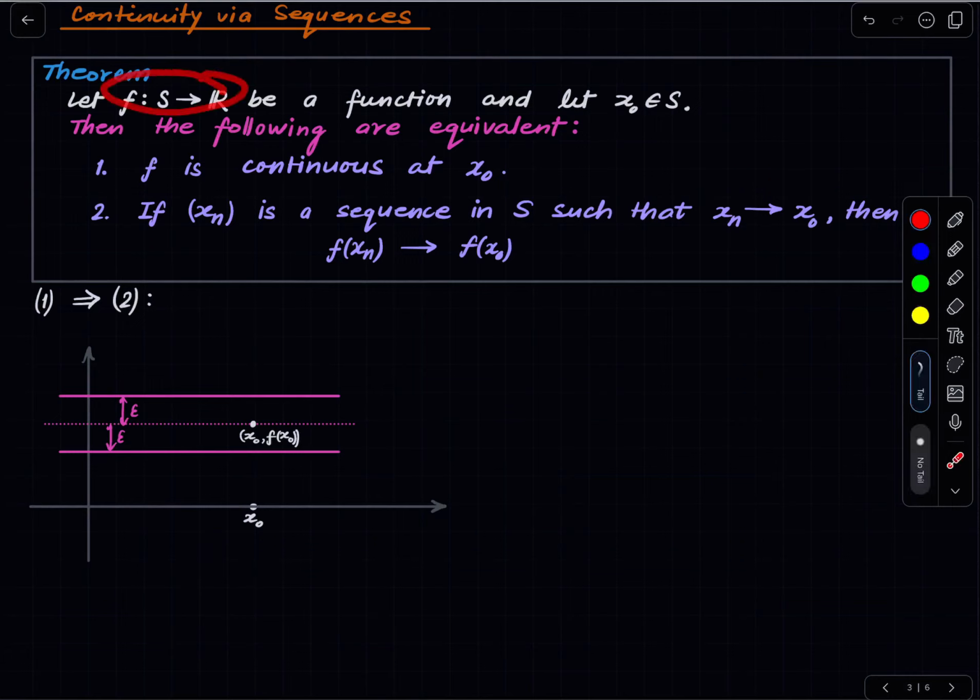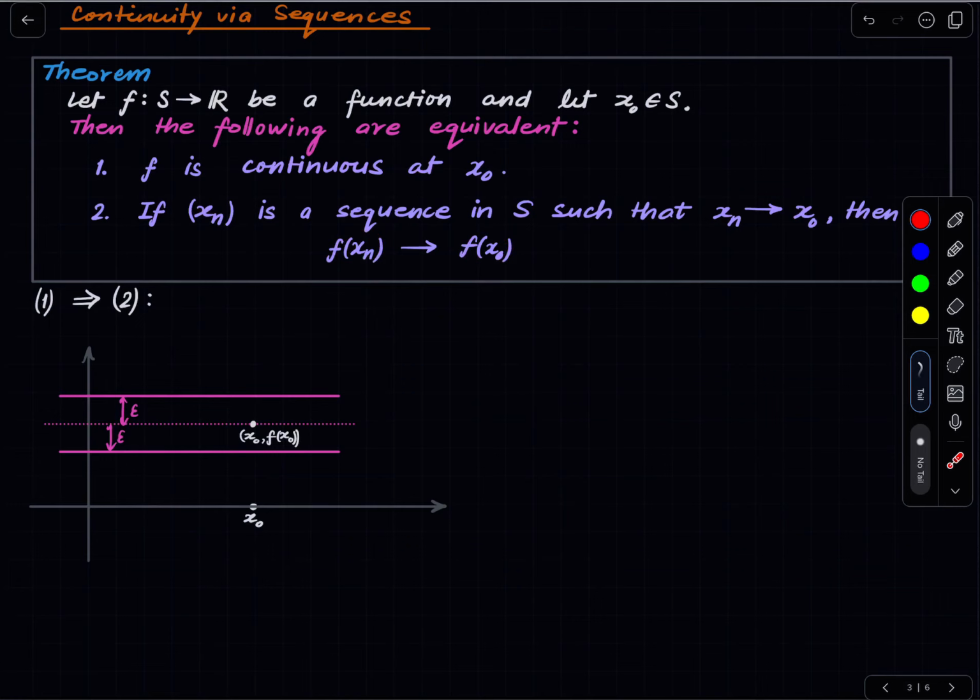Fix a function from a set S of real numbers to the real numbers and fix a point x0 in S. Then the two statements written over here are equivalent. The first is that f is continuous at the point x0. And the second is, if xn is a sequence in the domain of the function, meaning each xn is an element of S, such that xn converges to the point x0, then the image sequence f(xn) converges to the image point f(x0).